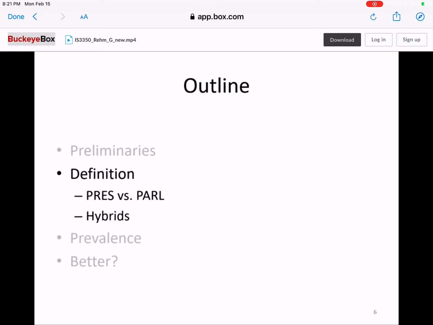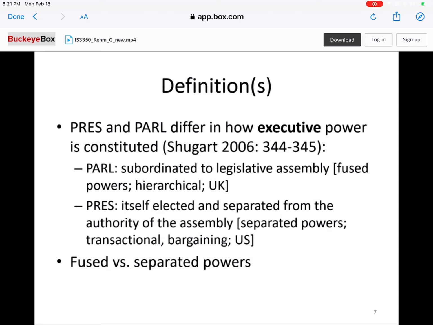So let's turn to a definition. A famous definition for the presidential and parliamentary systems is looking at the way in which executive power is constituted. According to Sugar, in parliamentary systems, the executive power is subordinate to legislative assembly, and therefore we call them fused power or hierarchical power systems, and the UK is a good example of this.